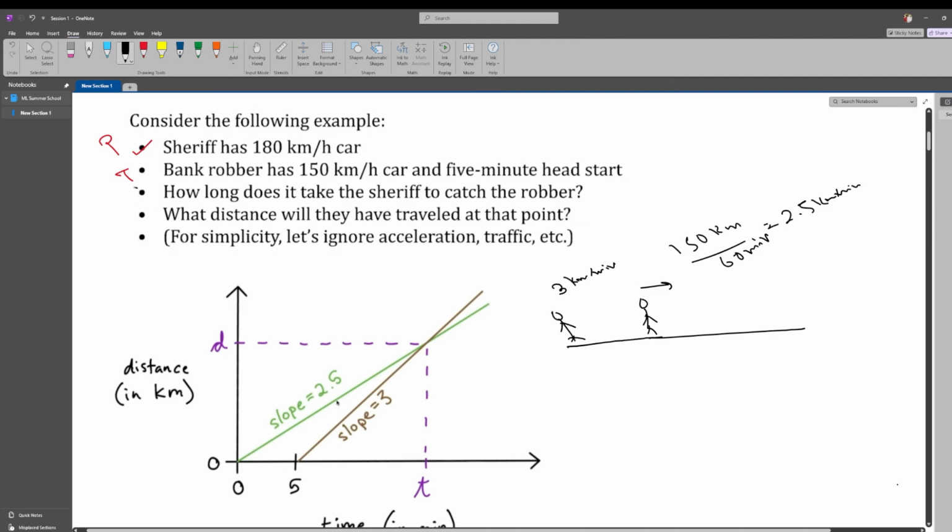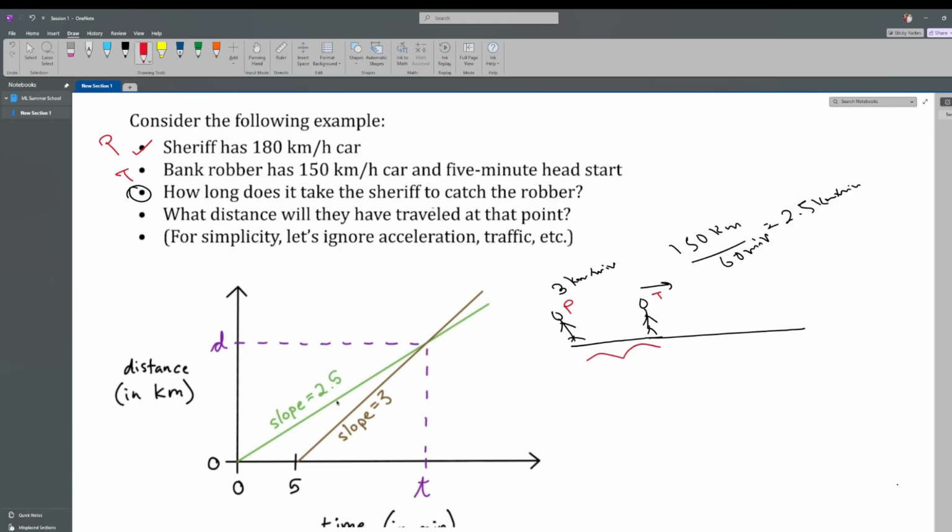So what's the goal? The goal is: how long does it take the sheriff to catch the robber? The sheriff we think of as P and this is T. Now here is the thing: the thief had a head start of 5 minutes. So there is a 5 minute difference. The thief was initially at this point and now is here, which means the thief covered some distance.